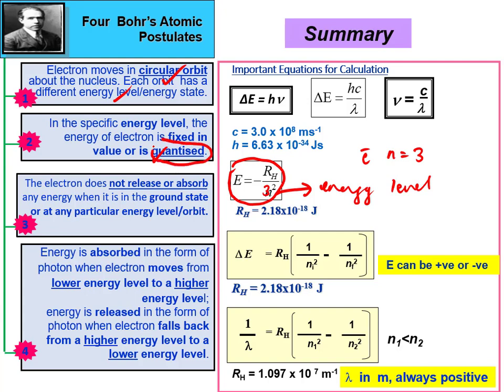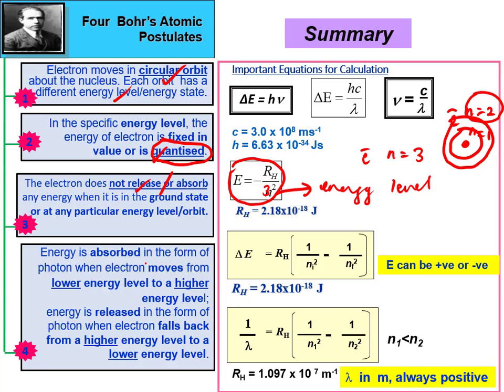Quantized, the word quantized here means having a certain amount or certain value. The electron also does not release or absorb any energy when it is at the ground state or at any particular energy level. So when it is stationary, if let's say this is the nucleus, this is at n1, this is at n2, right, when the electron just stays quietly at n equals to 2, say. So when the electron is circulating the orbit at n equals to 2, it is said not to release or absorb any energy.